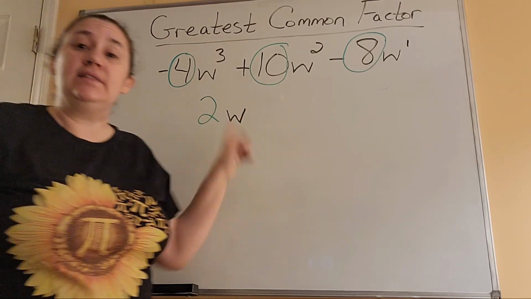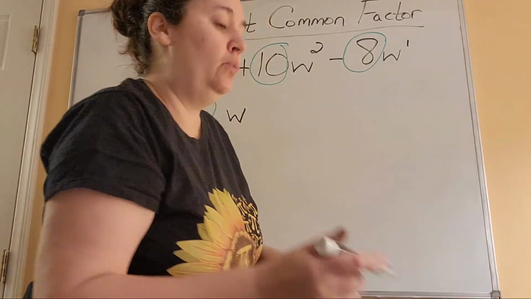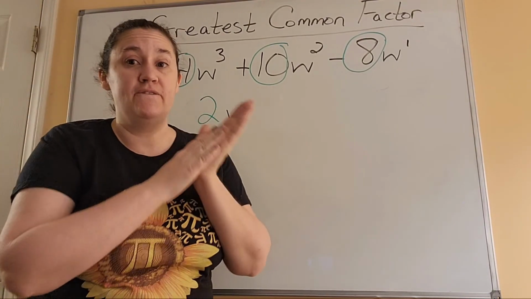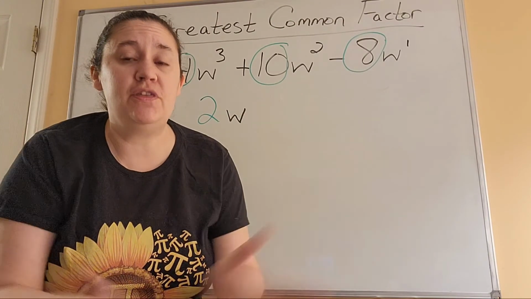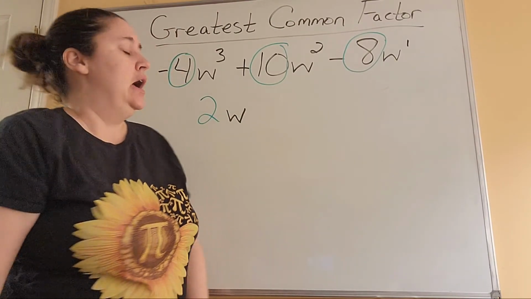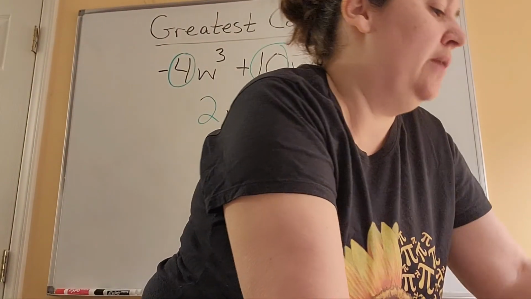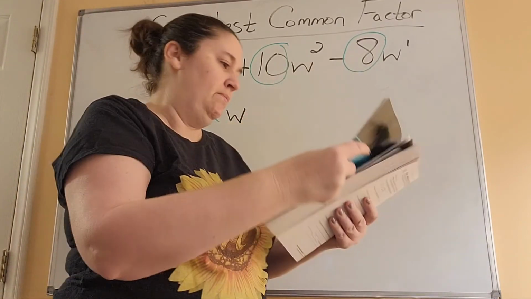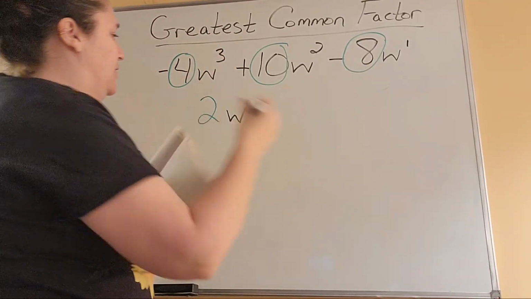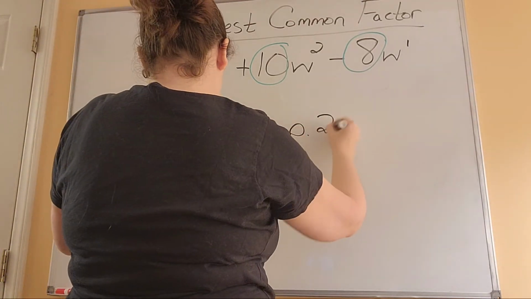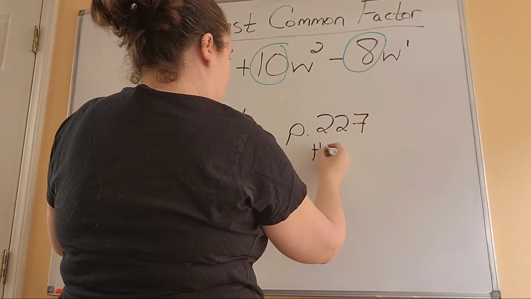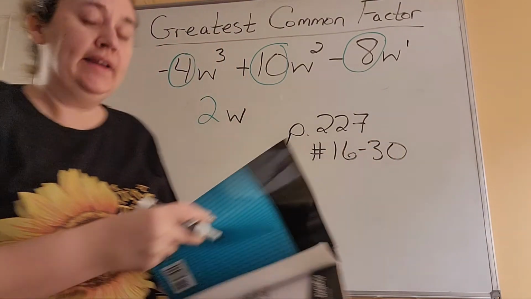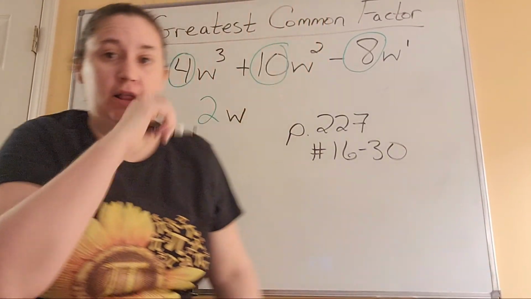I need you to practice this skill today because tomorrow we're going to use this new skill of finding greatest common factor to do something called factoring, which is one of my favorite things in algebra, and you're going to love it too. You now are going to do some problems in your workbook. We're on the same page as yesterday, page 227. You're going to do numbers 16 through 30. You're going to find the greatest common factor of all the terms in the polynomials.